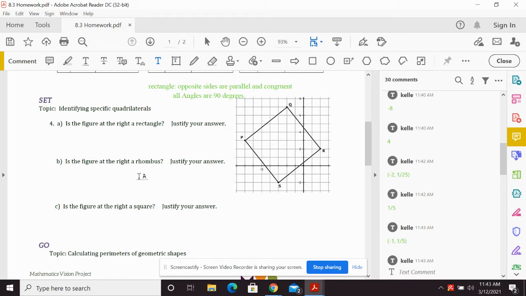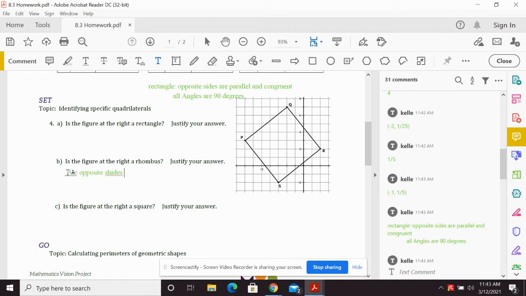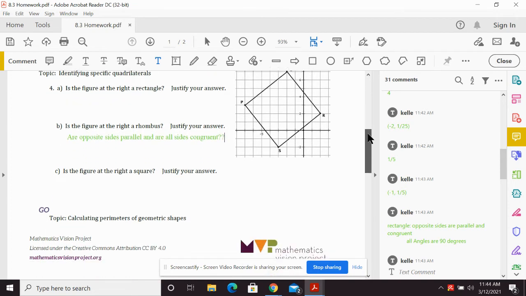For a rhombus, are opposite sides parallel, and are all sides congruent? That's what you're answering for a rhombus. You should have already figured that out up here. And then, is the figure a square? If your figure is both a rectangle and a rhombus, it is also a square. So look back on our notes from today. I also recorded the lesson, but I haven't posted it yet because it's still processing. I'll post it when it's done.